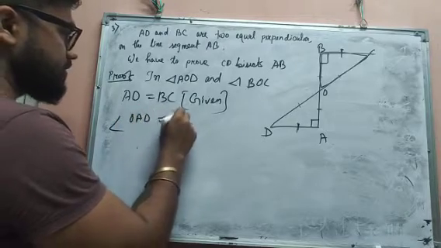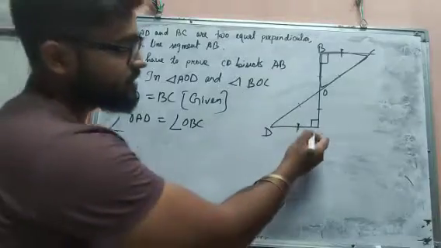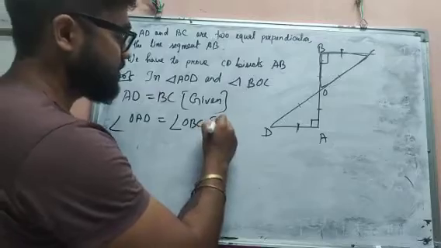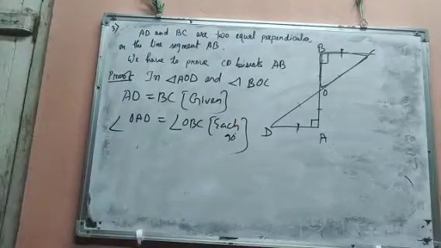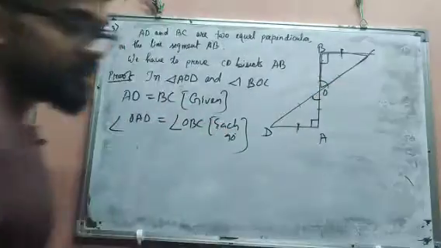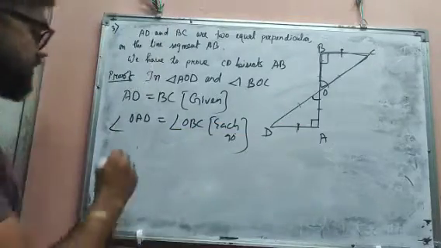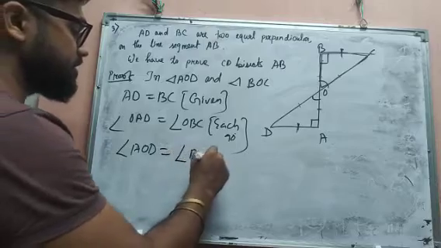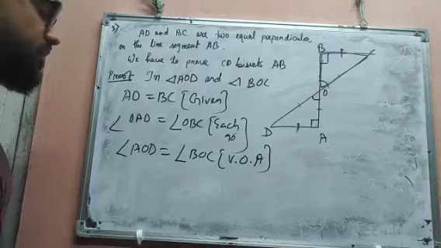Angle OAD equal to angle OBC. Since it is a perpendicular, this angle and that angle will be 90 degrees. So these two angles are equal. Why? Each 90 degrees. Angle OAD equal to angle OBC. And lastly, you can say these two angles are vertically opposite angles. That's why the vertically opposite angles are equal. So angle AOD equal to angle BOC. Why? Vertically opposite angles.